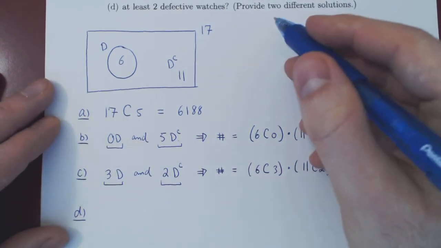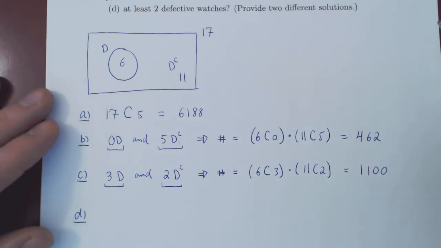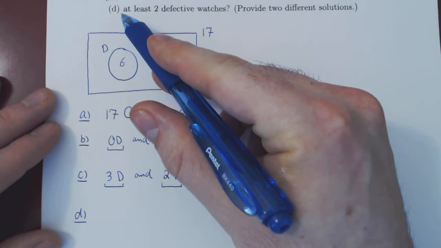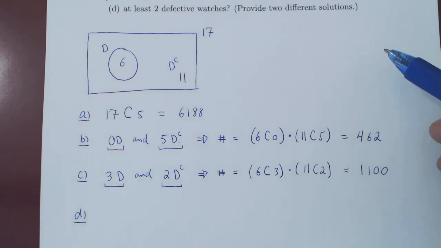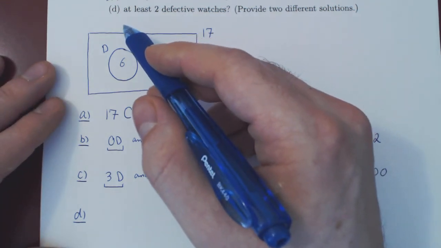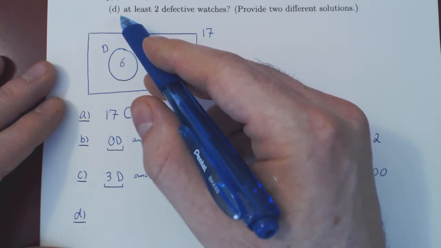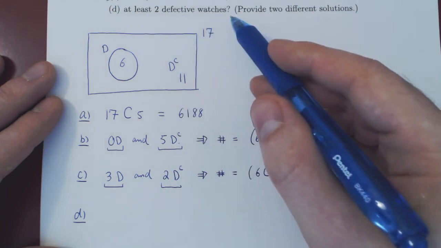And in D, I asked you to provide 2 different solutions, just to see that there is essentially one nice way of answering D and one not so nice way of answering D. We'll start with the rather bad solution. Okay, so we're asking, in how many ways can we obtain at least 2 defective watches?